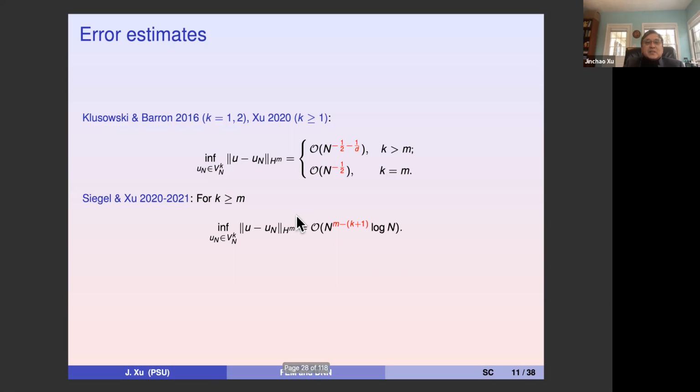But in the last couple of months, I worked with my postdoc, Jonathan Siegel. And we proved the following, which for me is an amazing result. You can actually prove the best approximation is n to the negative (m minus k plus 1). If you take m equal to 0, for example, you get k plus 1. It's kind of independent of dimension. I'm going to come back to this estimate a little bit later on, but it's a theoretical result.